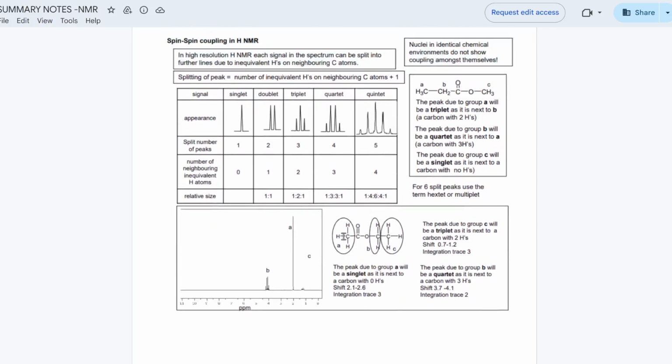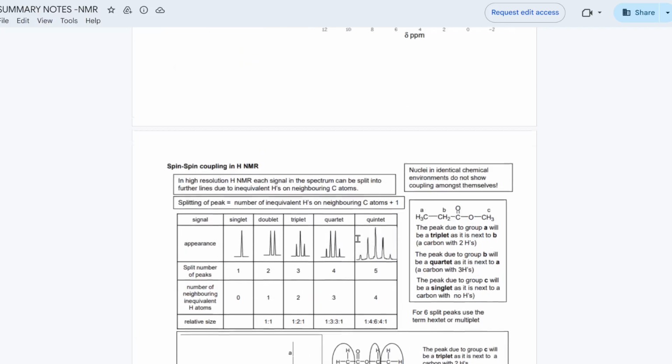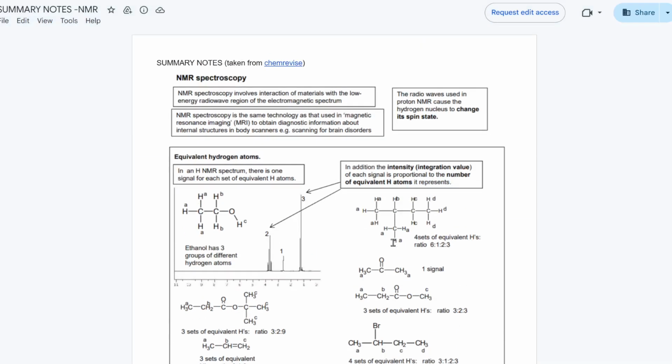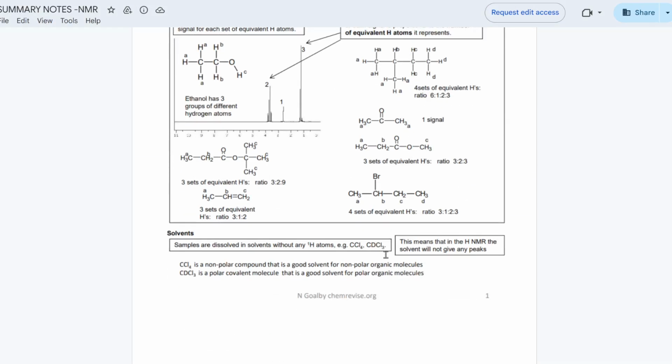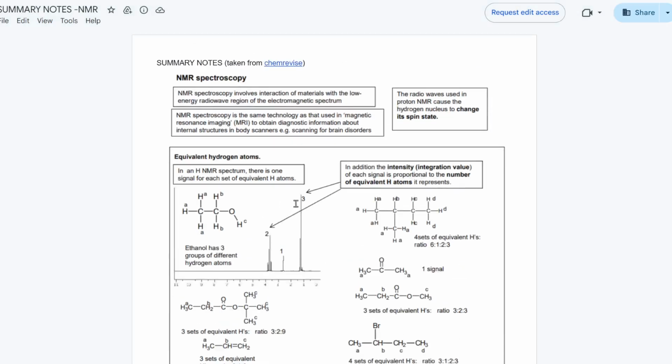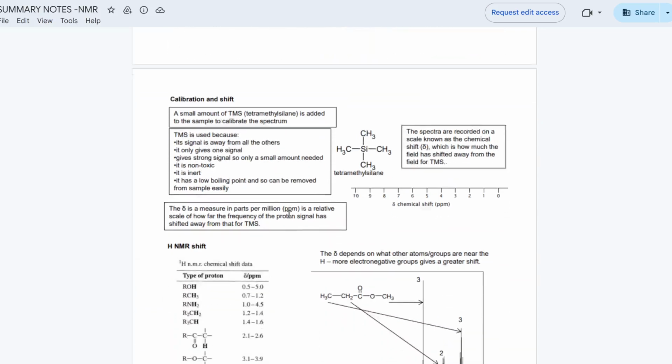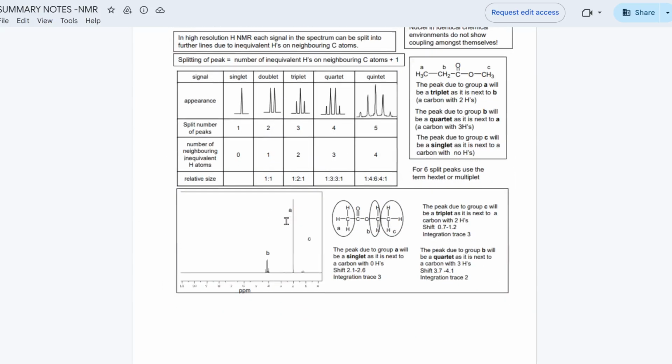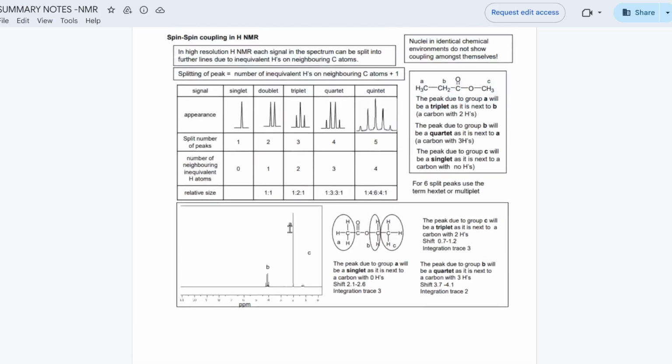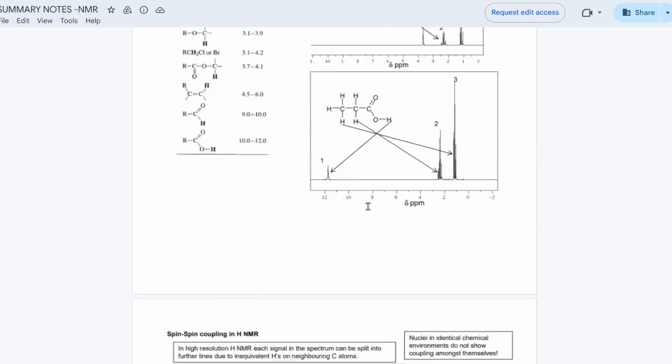And then we have spin coupling in hydrogen NMR. Does this not cover carbon NMR? Because where are we talking about carbon NMR? This is all hydrogen NMR. Where's the carbon NMR? Is there a separate thing for that? Sorry, one moment. Doesn't seem to be. Maybe that's included in a different topic. I don't know.